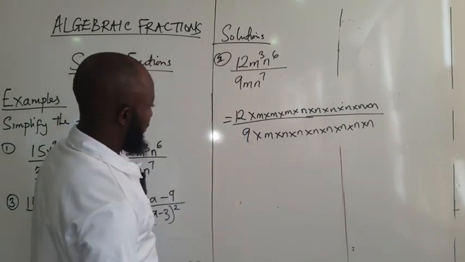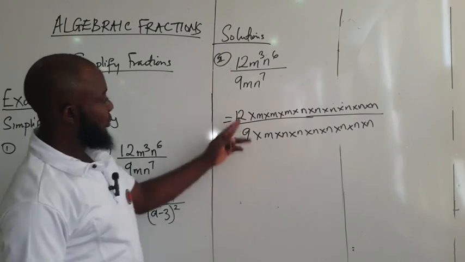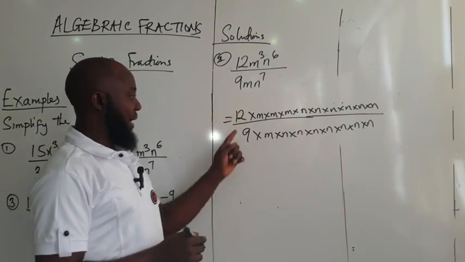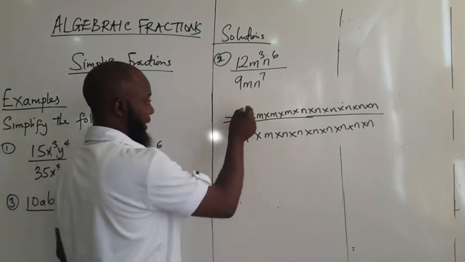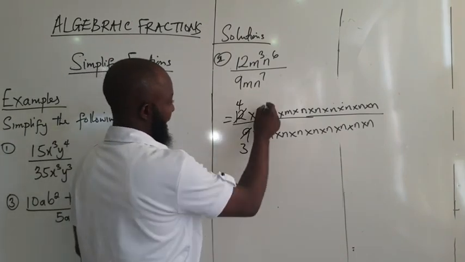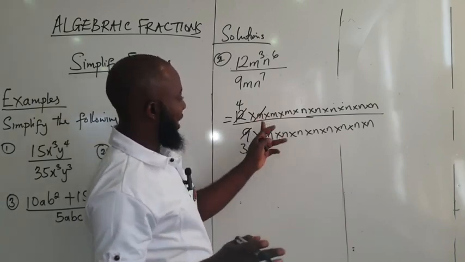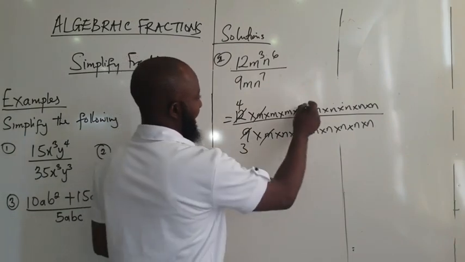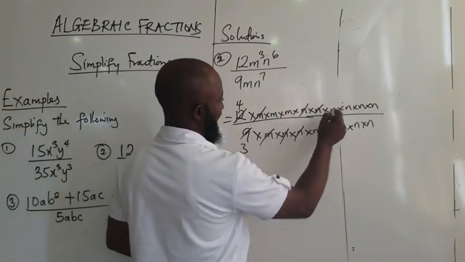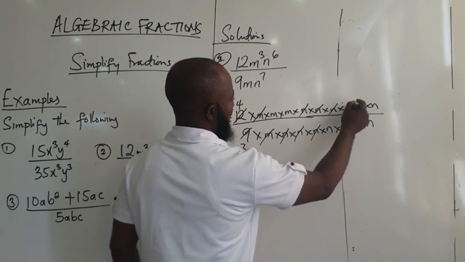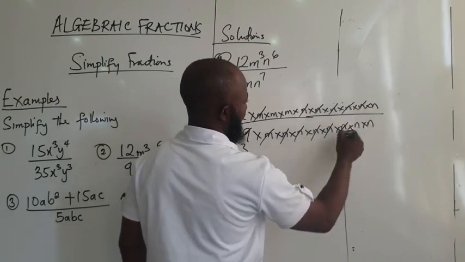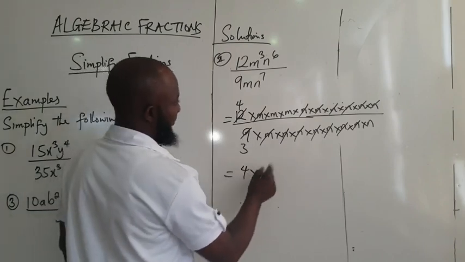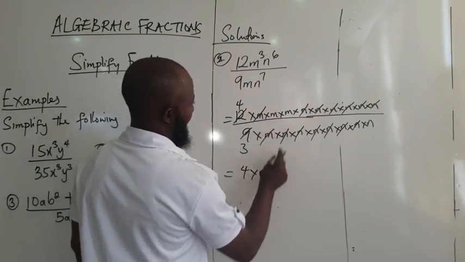So we can look at what can divide the numbers first. You start with the numbers. The 12 and 9, what can go into 12 and 9 is 3. That is 4, that is 3. M, we cancel M. So that is all, we don't have any M again here. So we're going to go to N. N cancels N, N cancels N, N cancels N. Likewise, N cancels N here. So what we're going to have left is 4 times M times N.